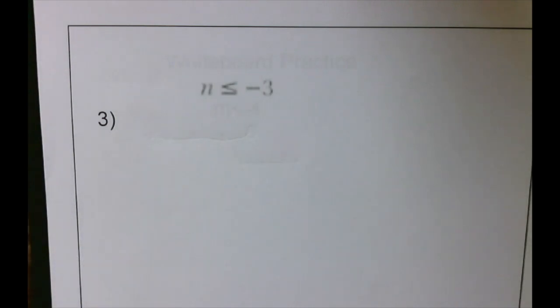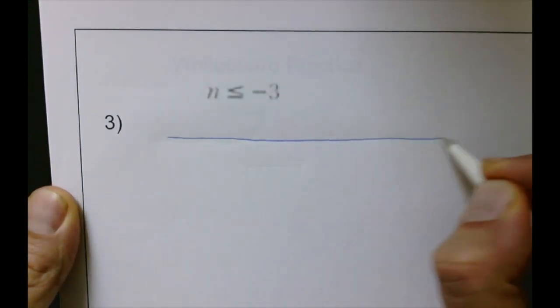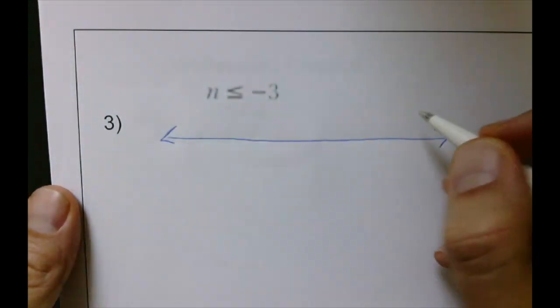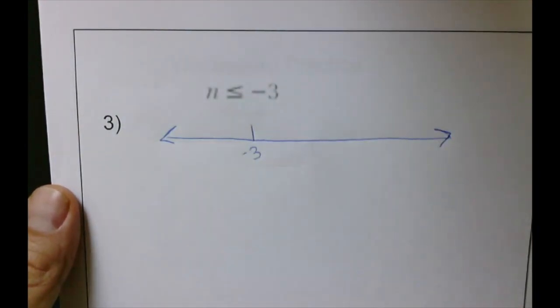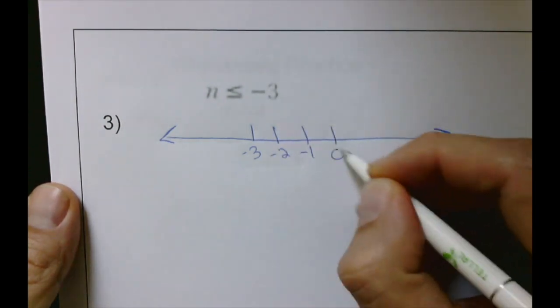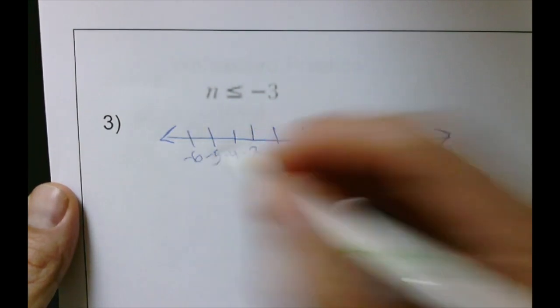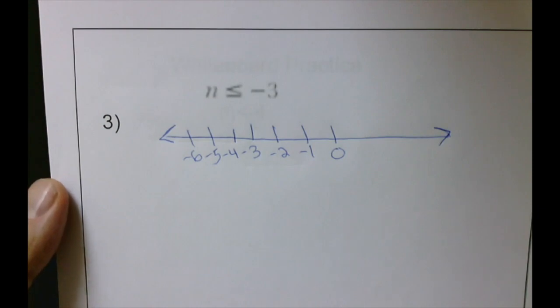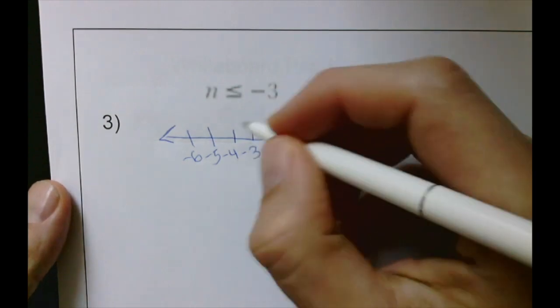Let's do a few examples of where we don't have a number line. Let's begin with number 3. N is less than or equal to negative 3. I'll go ahead and draw a line. And I'll start at negative 3. Then I'm going to go 3 larger and 3 smaller. Next, I'll think about what number is in my problem. And it's negative 3.